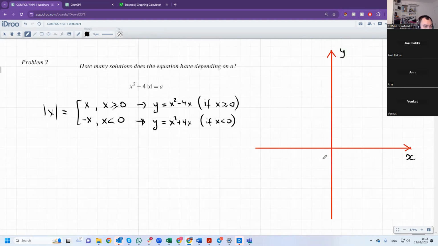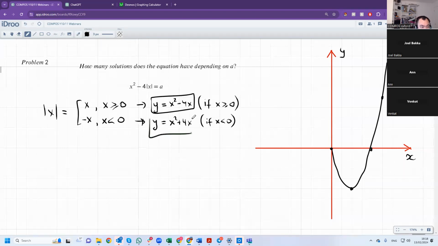Okay. So x squared minus 4x. So if x is greater than 0, that means if x is positive, the graph matches the previous graph that we had. So remember, it starts from here, it goes here, goes here, and it goes here, etc. And now if x is negative, it matches this graph. And this graph looks like this.